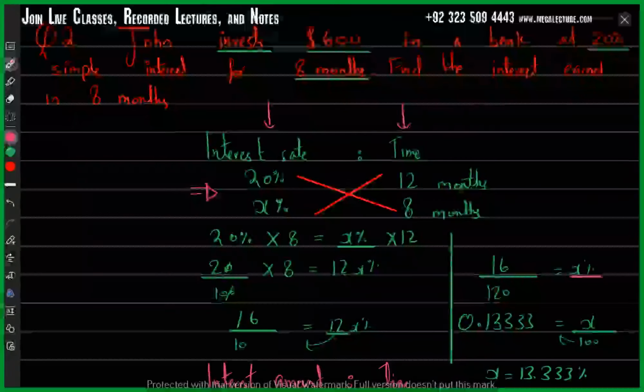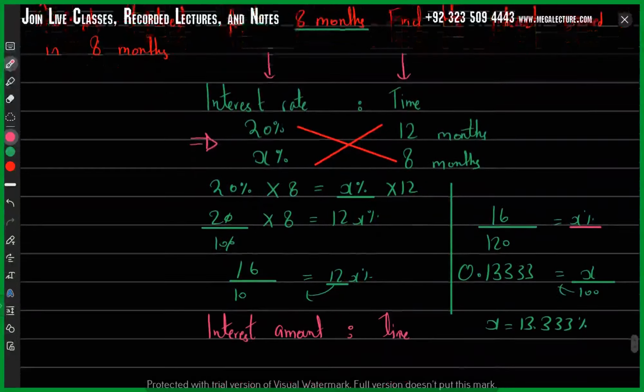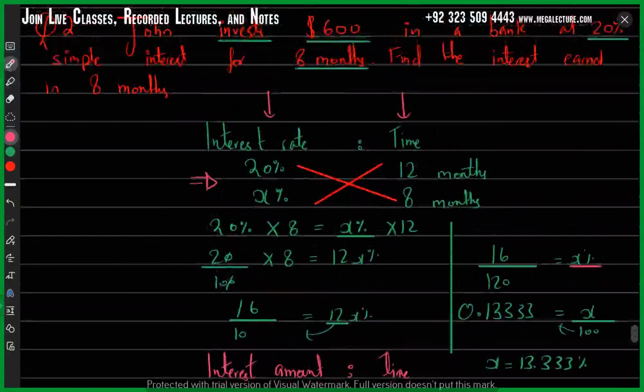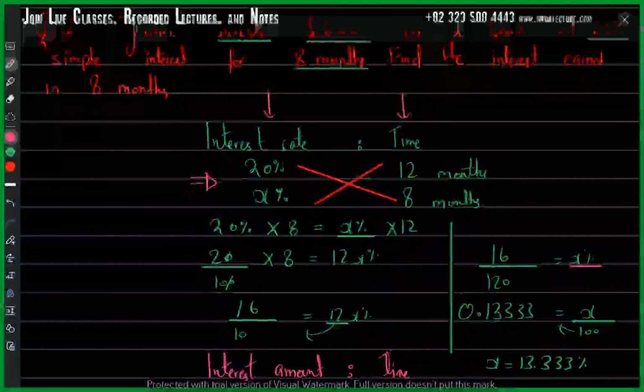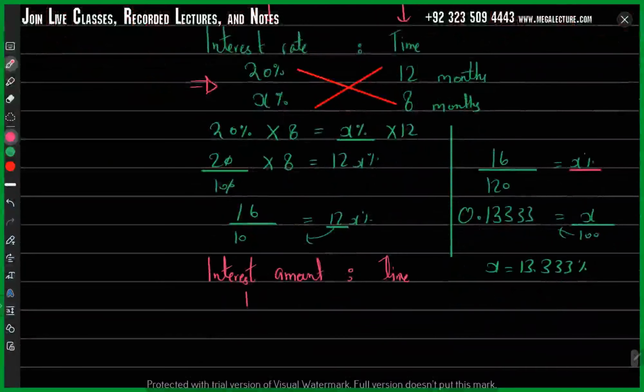120. Very good. What is 120? 120 is basically the interest, the 20% rate of 600. It is the interest amount. So it would be $120 after 12 months. What would be the amount after 8 months?